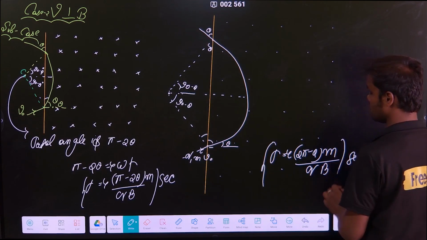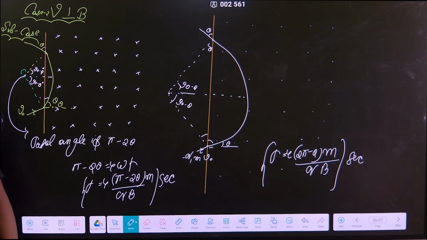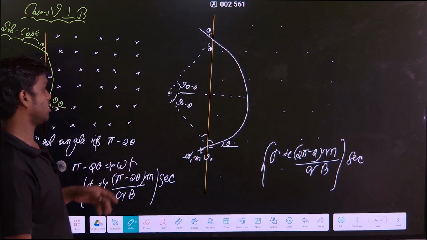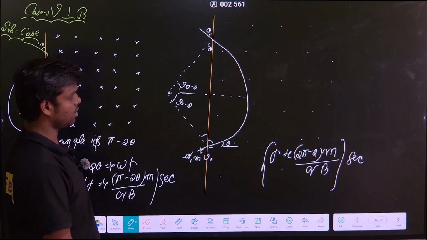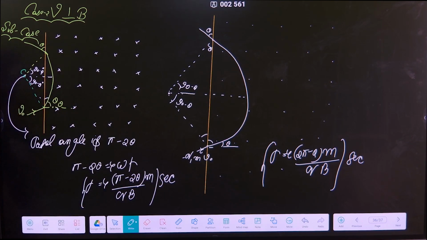How much time will it be inside the magnet? It doesn't matter whether you are having a magnetic field outside or inside, but the path is going to be the same. You can see, clear? Only the path is going to be the same. How are we calculating? We are just seeing the direction. You just have to see the direction and you can calculate easily. There is no problem with this. Clear? Any doubt?